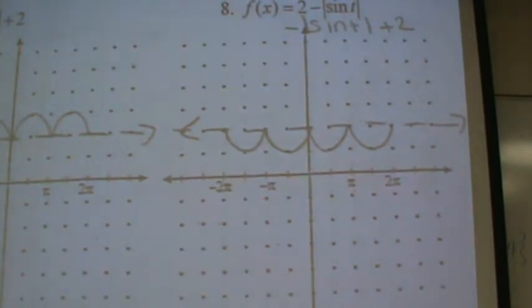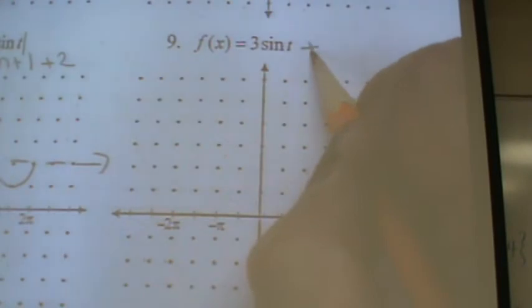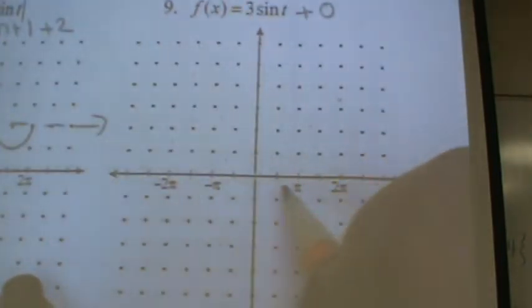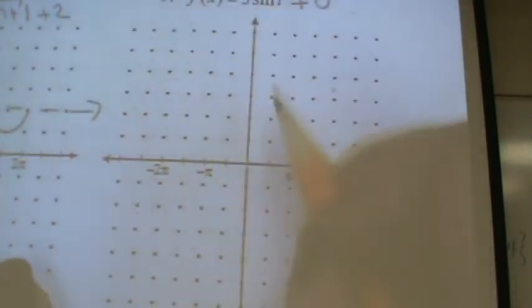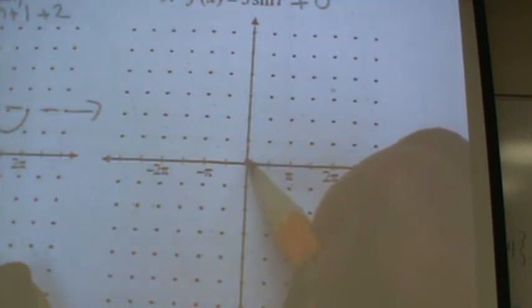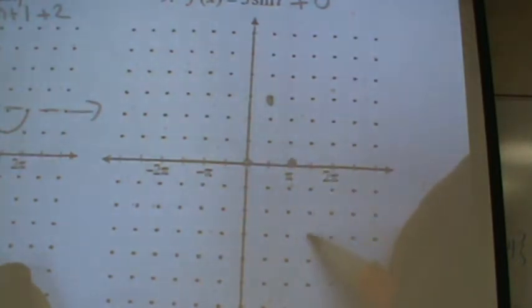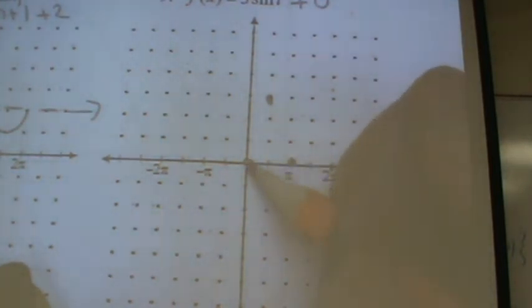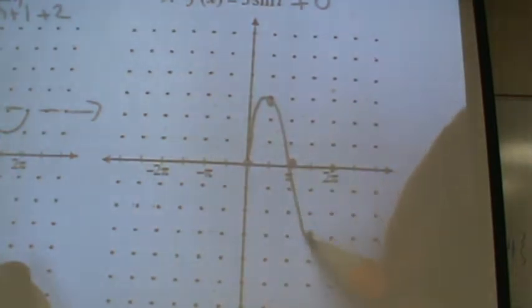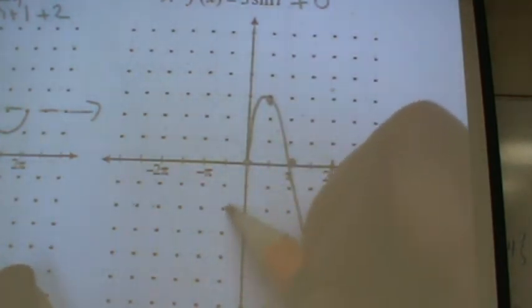Number 9. There's no shift up or down. So you're on the x-axis, but it has an amplitude of 3. So you're going to start here, you're going to go 3 units up, 1, 2, 3. Back on, below, and on, so it looks like this. And then go backwards.